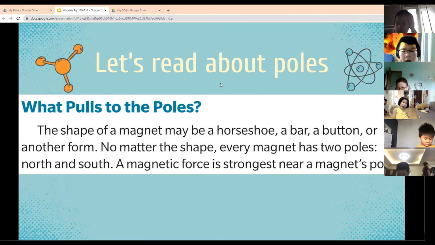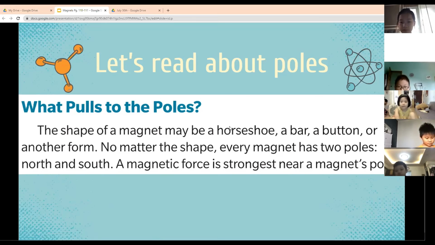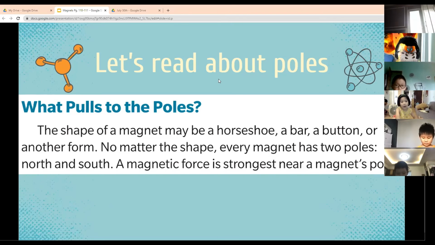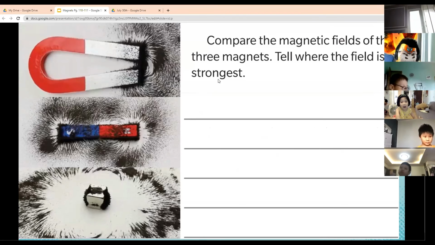Okay. So how many poles does every magnet have? Everyone in 3, 2, 1. Everyone unmute. How many poles does it have? Very good. It doesn't matter the shape. It can come in any shape or size. It's going to have 2.